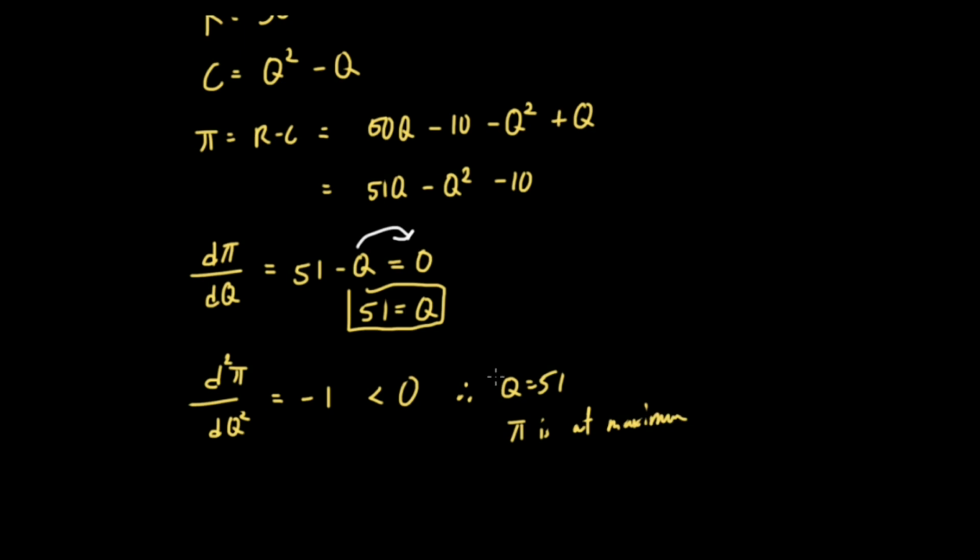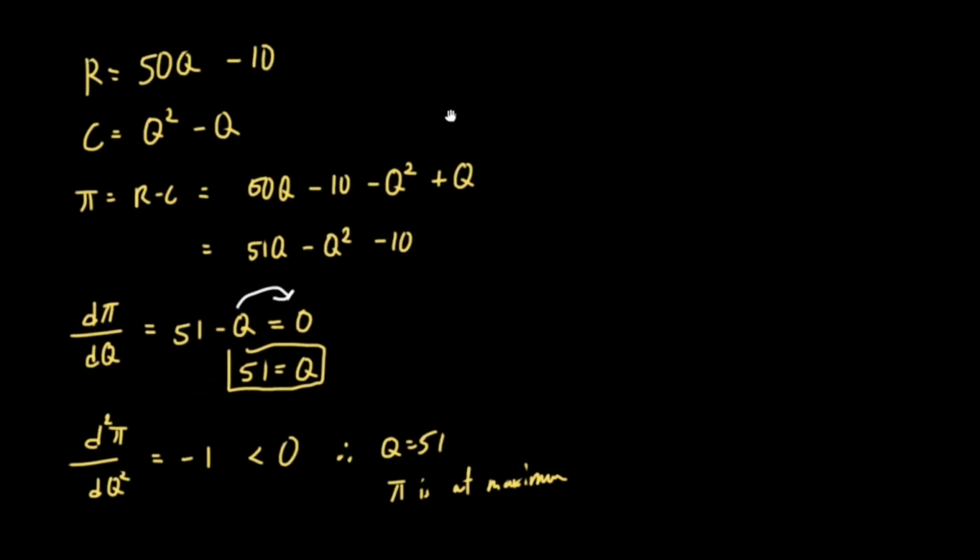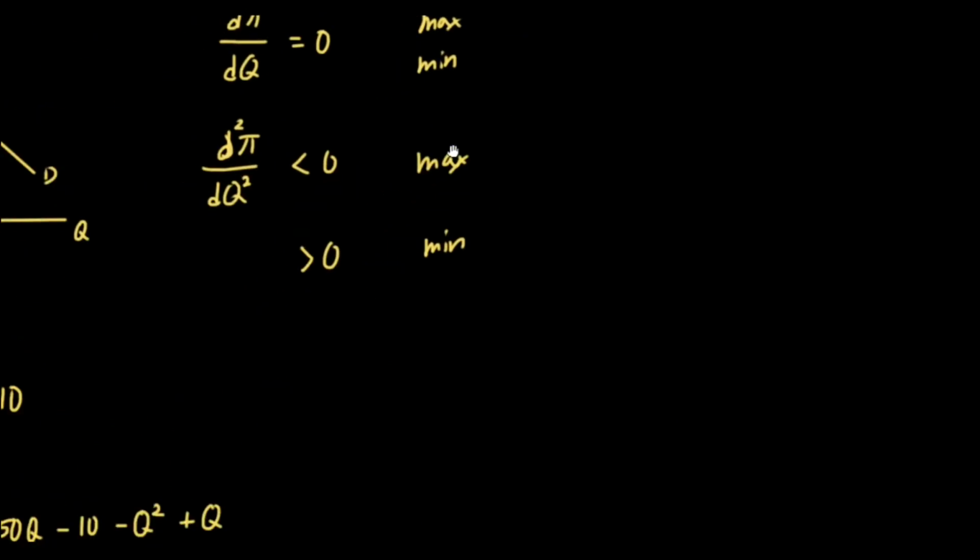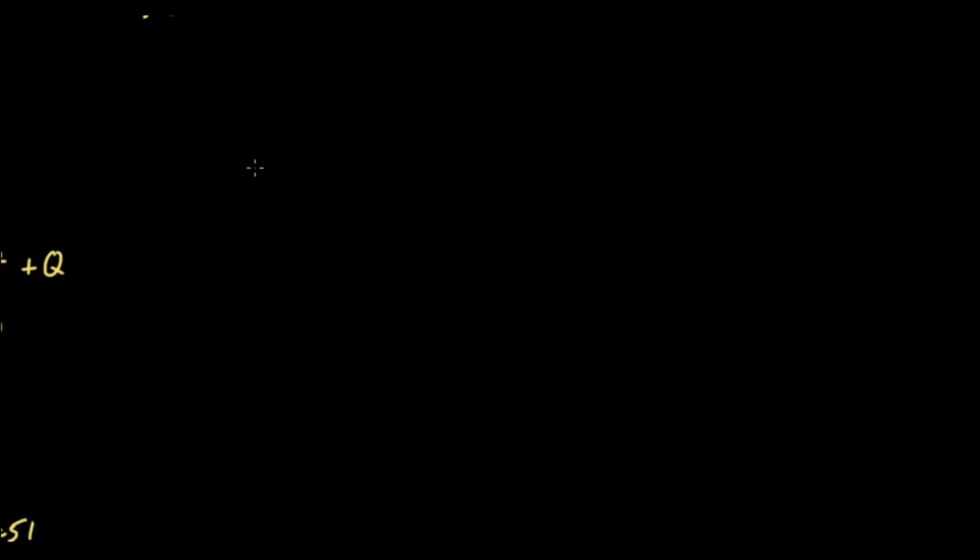Now this is how we solve for the profit maximizing quantity of a firm. We can actually play around with this equation here. If we were to look at d pi dq, the derivative of pi with respect to q, this is equal to the derivative of r minus c with respect to q. And this should be equal to 0.